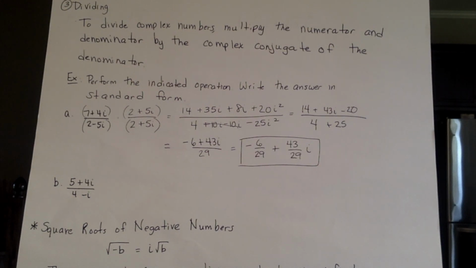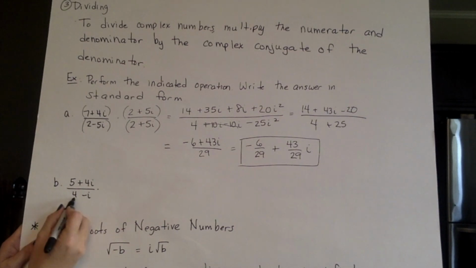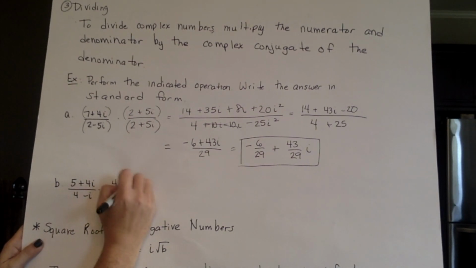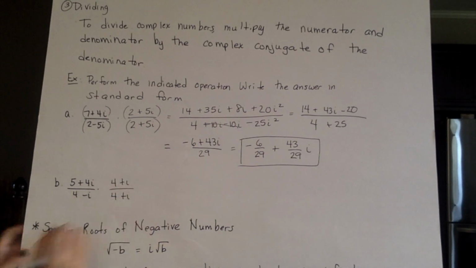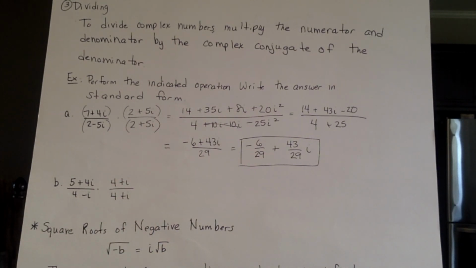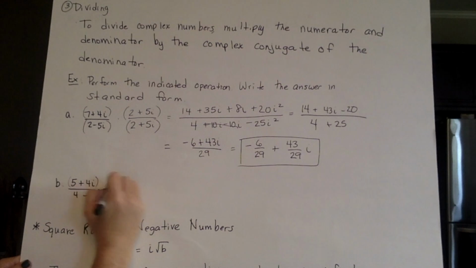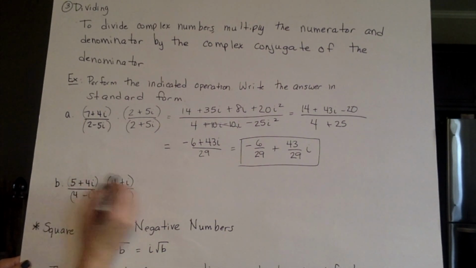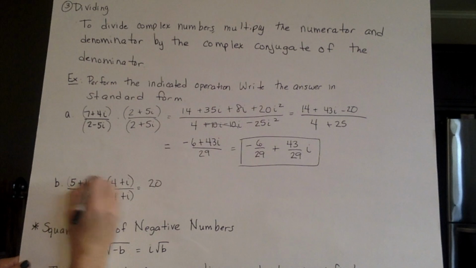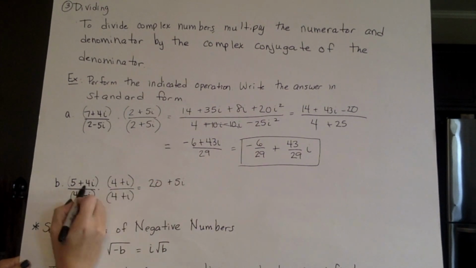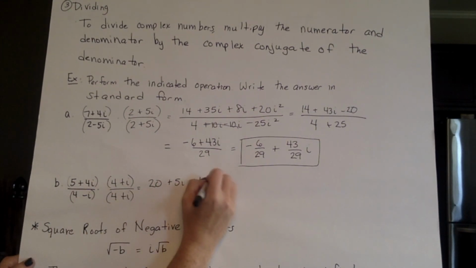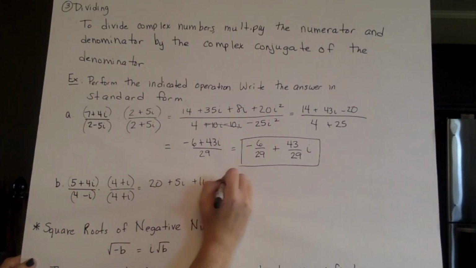Okay. On the second example, the denominator is 4 minus i, so I'm going to multiply by 4 plus i over 4 plus i. And when I distribute in the numerator, I'll get 20. 5 times i is 5i. 4i times 4 is 16i. 4i times i is 4i squared.